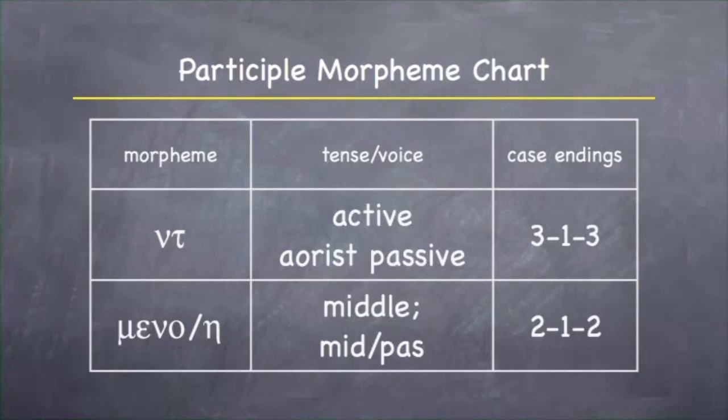We began to learn the participle morpheme chart. The morpheme nu tau is used on all active and all aorist passive participles. It's a 3-1-3 formation, and so when it goes to the feminine, the nu tau will be significantly changed. And we learned the men morpheme, either with an omicron or an eta. It's the participle morpheme that's used in all middle forms and in all middle passive forms. It's a 2-1-2 formation and blissfully regular.